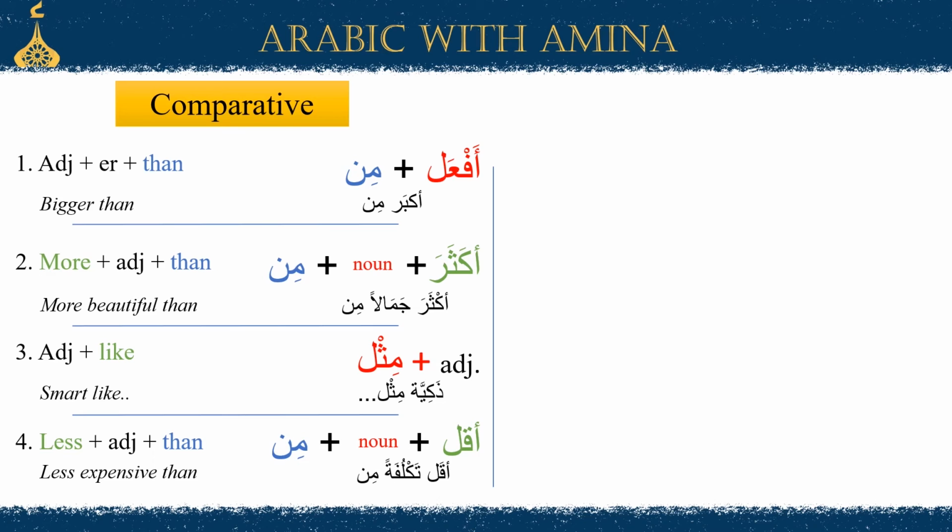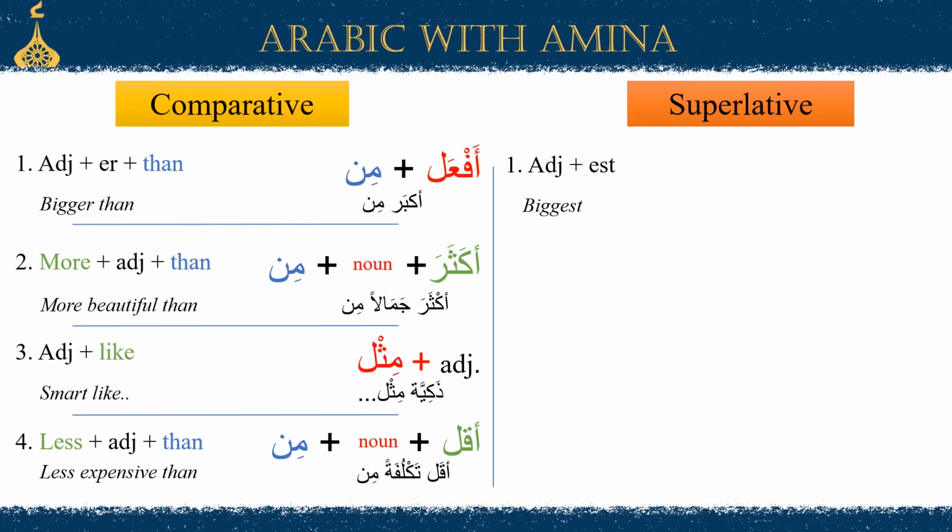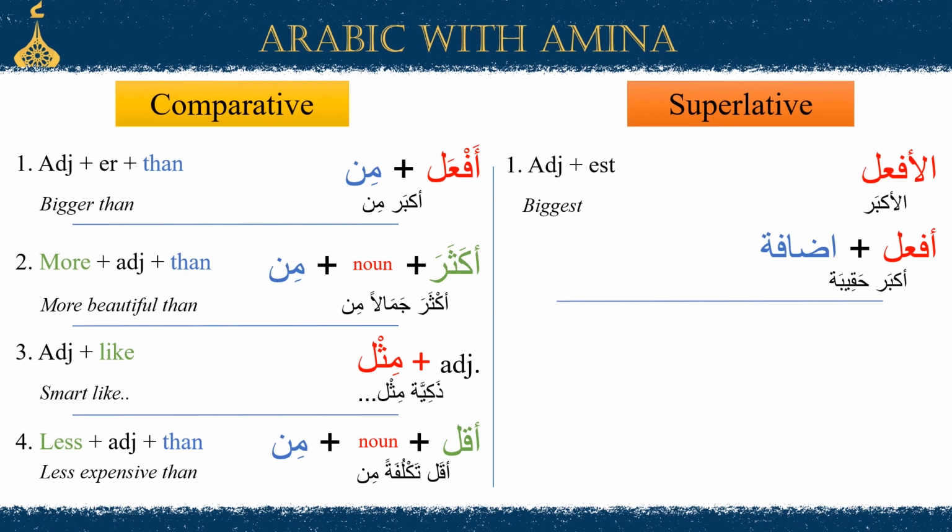We also learned about the superlative adjectives, where we are comparing one thing to multiple things. In English, we had the adjective where we add est to it, for example, biggest. And in Arabic, there were two ways to do so. We add the definite particle al-ta'rif to the adjective in the form of أفعل, making it al-af'al. So biggest would be al-akbar. Or we had the adjective in the form of أفعل followed by an annexation or إضافة. So أكبر حقيبة, the biggest bag.